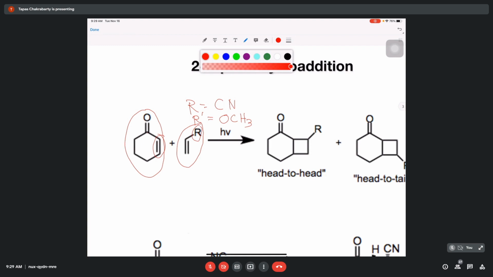So depending upon the electron withdrawing or electron donating group, and what kind of different substitutions are present, the propensity of the reactions becomes different. But the basic reaction that takes place is an addition reaction. It means you have a double bond here and a double bond here. These two double bonds fuse and produce a cyclobutane ring. This is a common reaction in chemistry, and this kind of reaction is called a photochemical reaction.